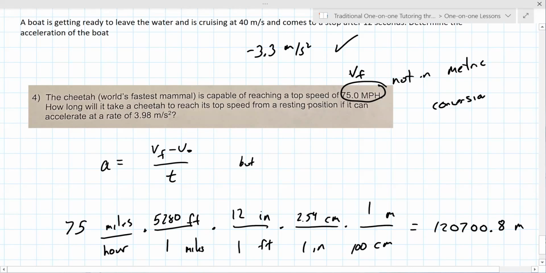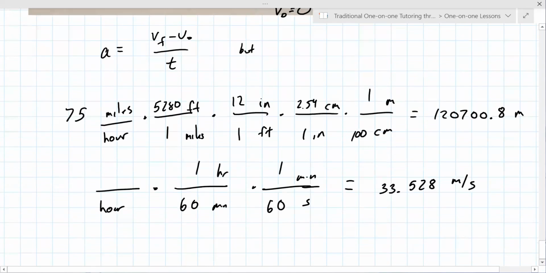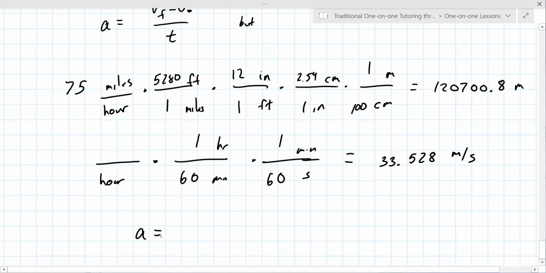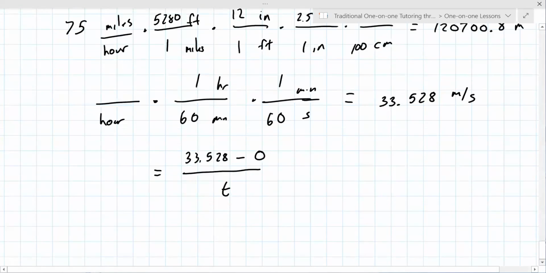If it starts from rest, what's its V initial? Zero. A lot of times the answer is zero. If it's not moving, it's zero. Okay, so we can do this now. The acceleration is V final, 33.528, minus V initial, which is zero, over T. Now they give you A. I should have substituted in for A. A is 3.98.